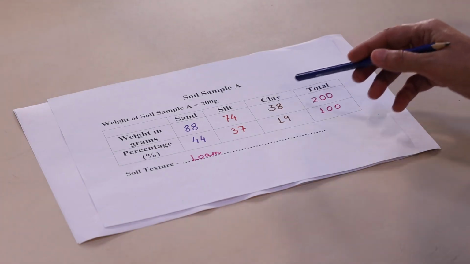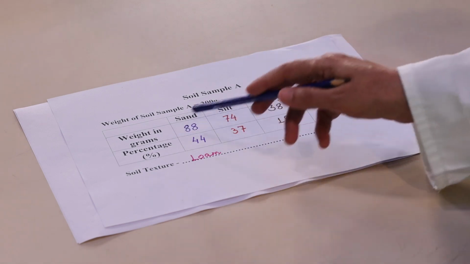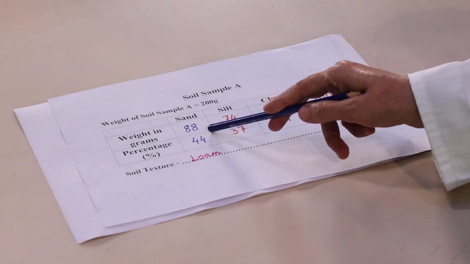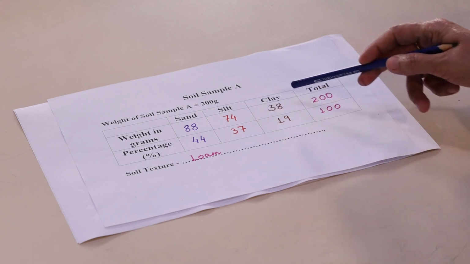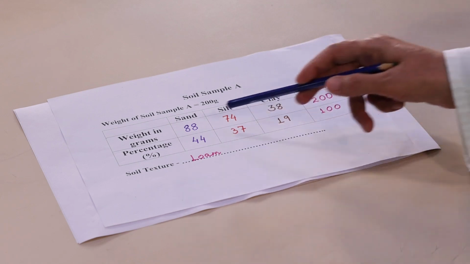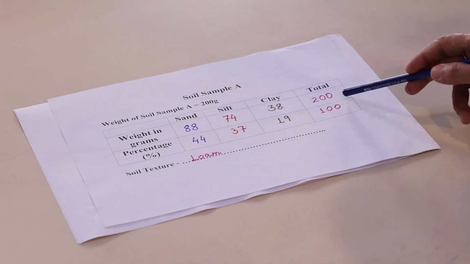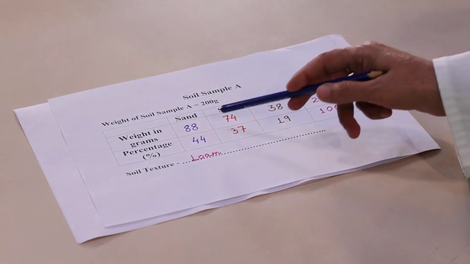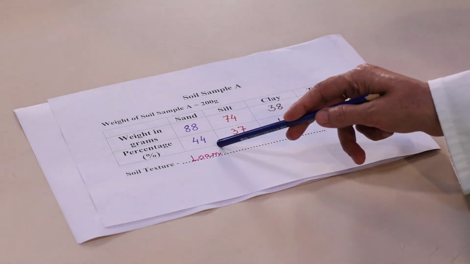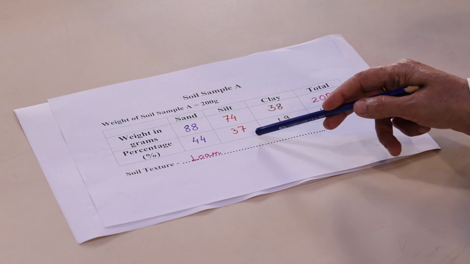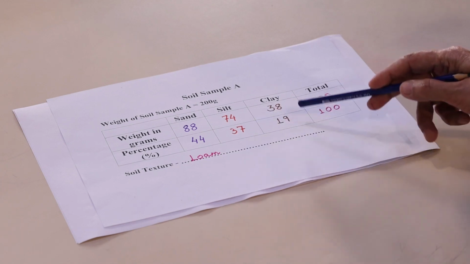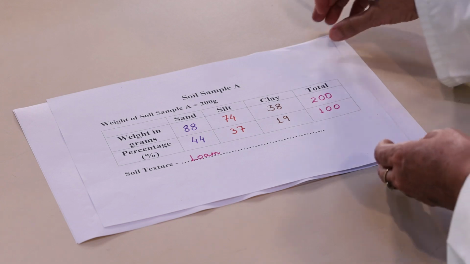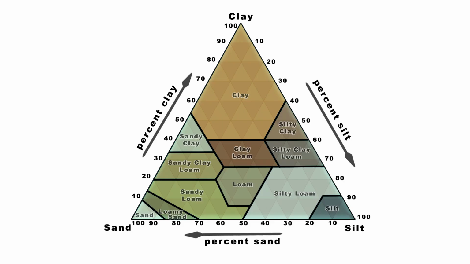The weight of the soil fractions that has been obtained is 88 grams of sand, 74 grams of silt and 38 grams of clay. In all, the total weight is 200 grams. After calculating the percentage, sand comes to 44%, silt is 37% and clay is 19%. Now, use the textural triangle and determine the texture of soil sample.